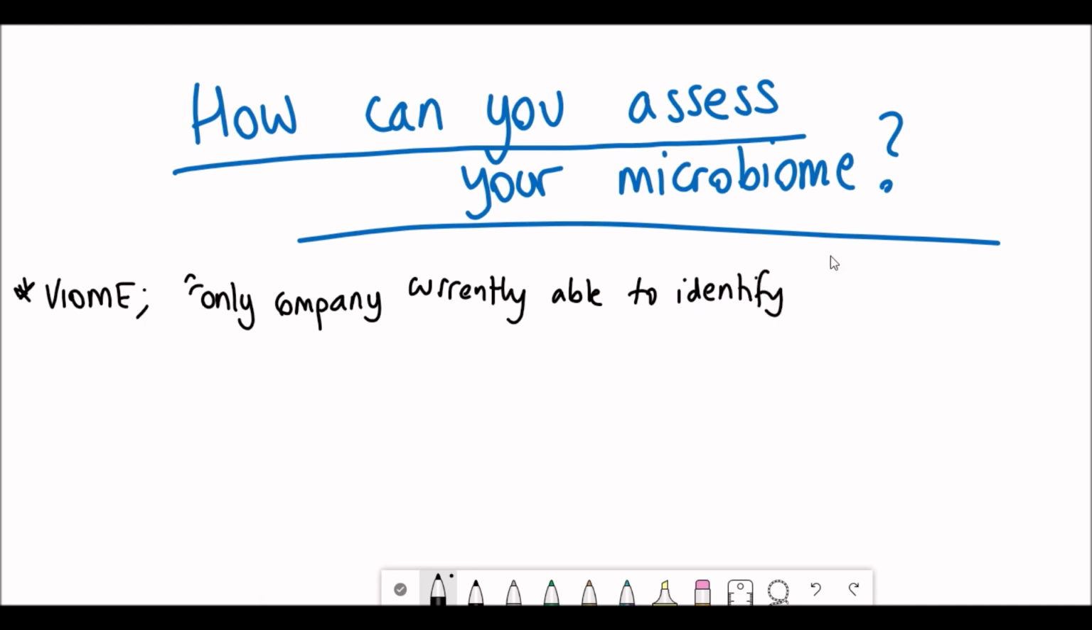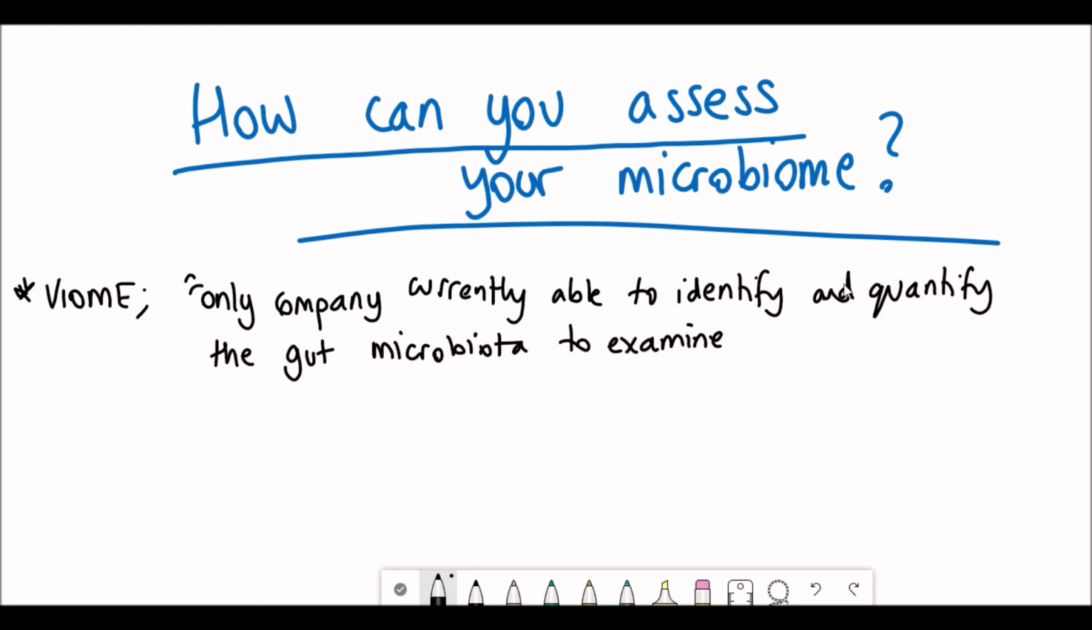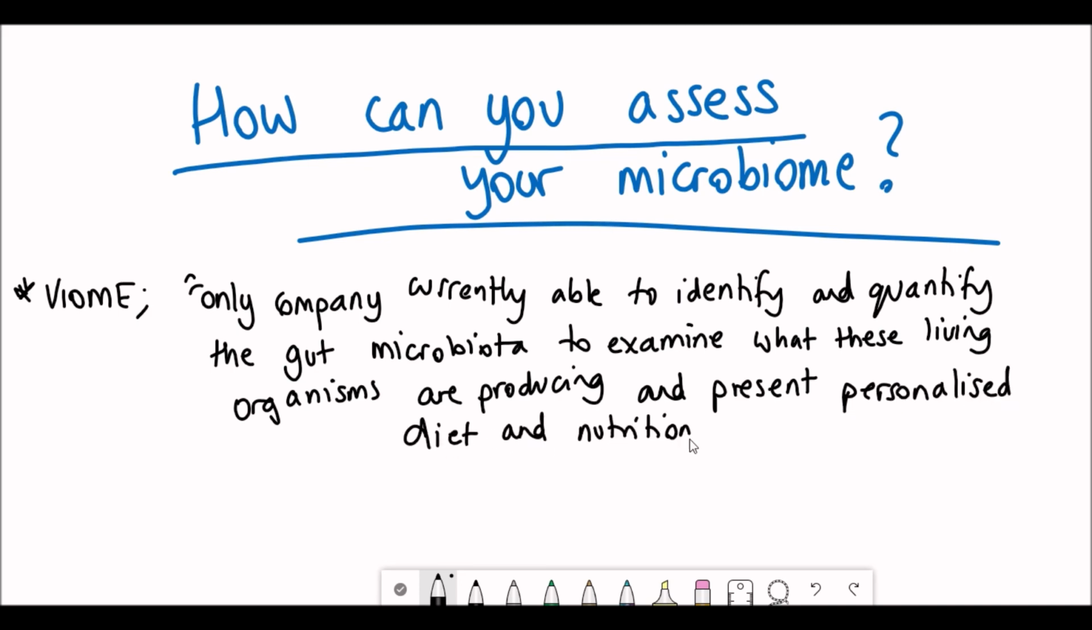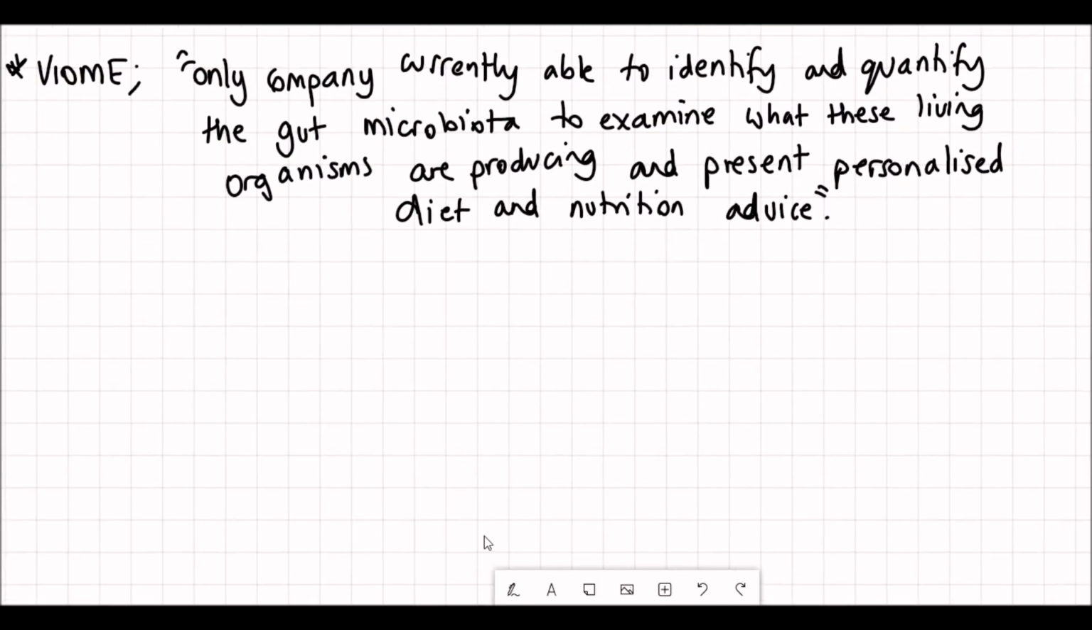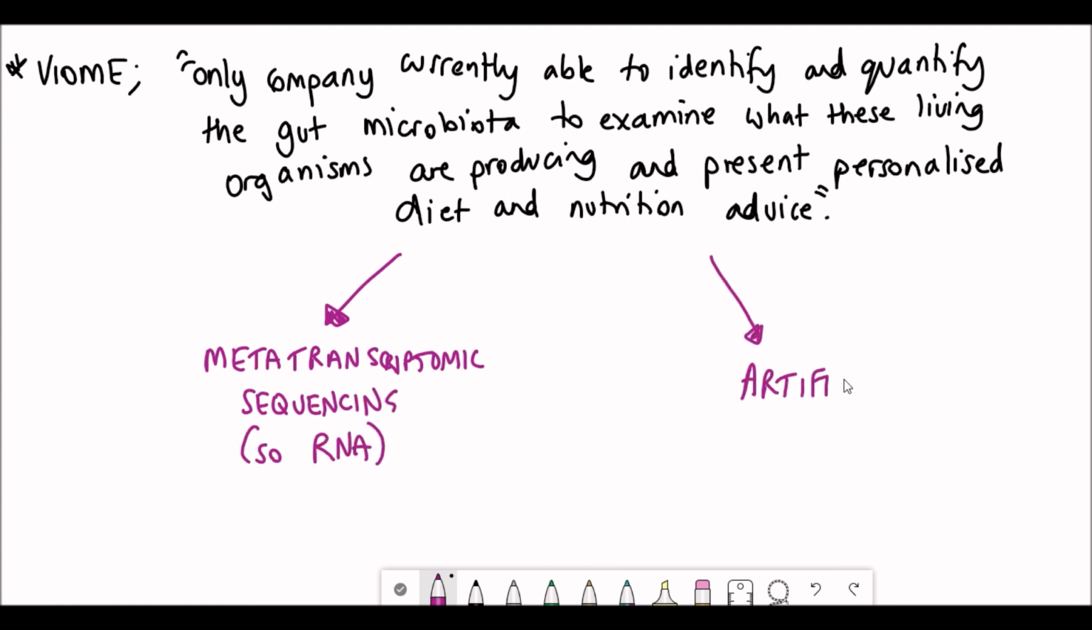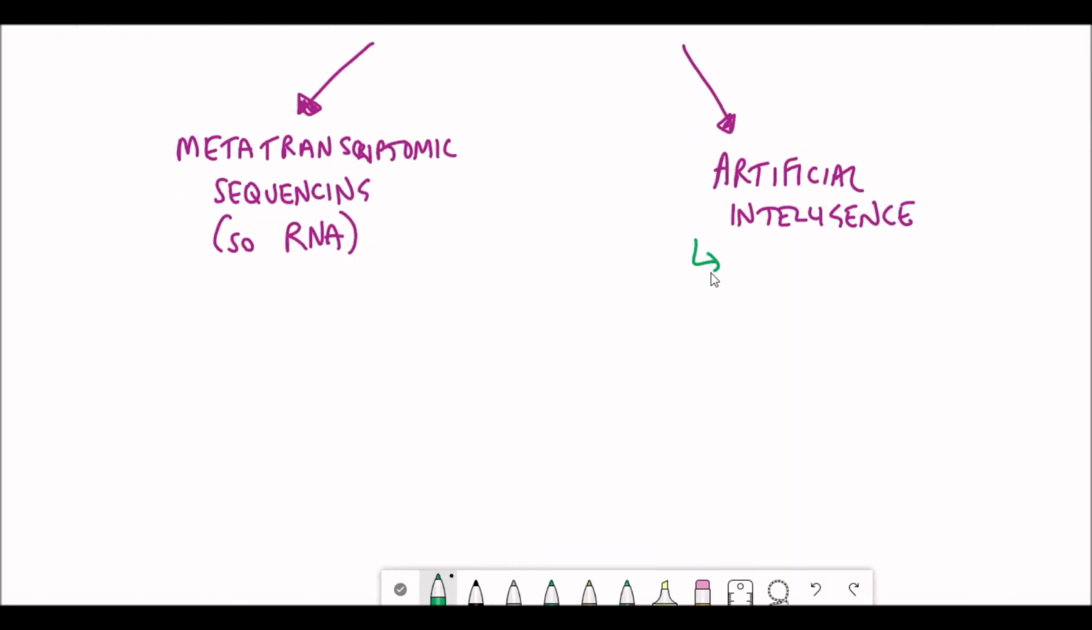And according to their website, it's the only company currently able to identify and quantify the gut microbiota to examine what these live organisms are producing and present personalised diet and nutrition advice. So, I don't know how good these companies are at the moment. I wouldn't trust them yet. One, because there's still so much research to go and to understand, and also, especially with the artificial intelligence, those kinds of software will improve as you get more data.